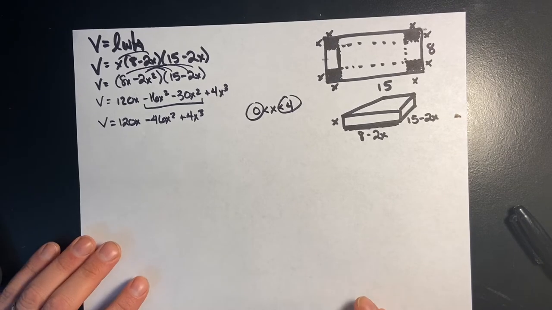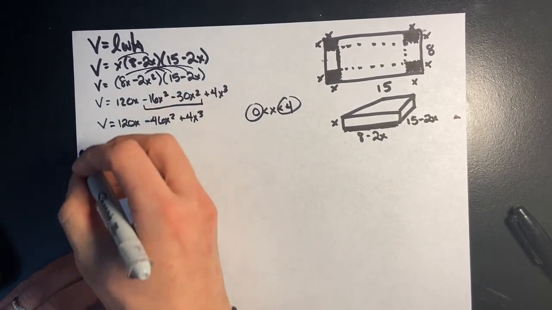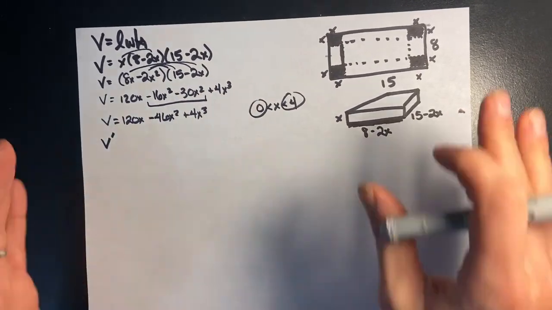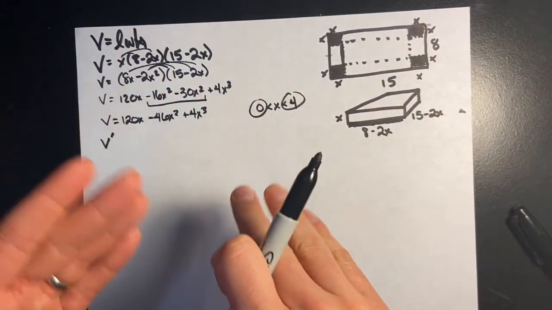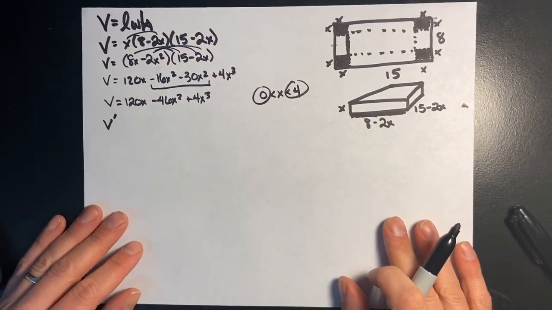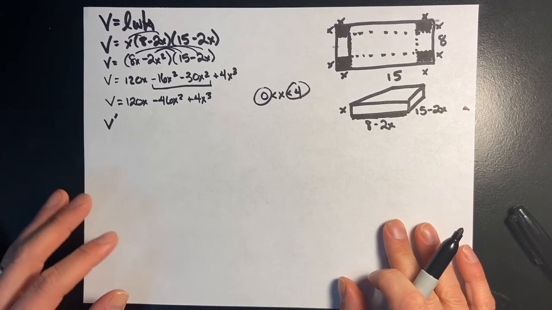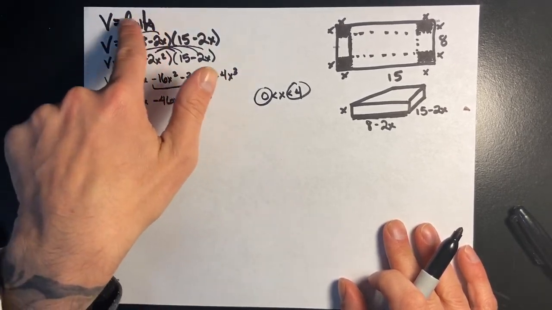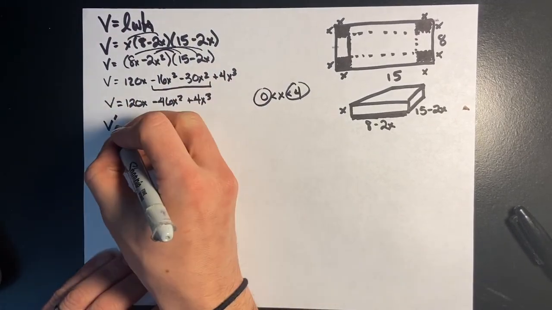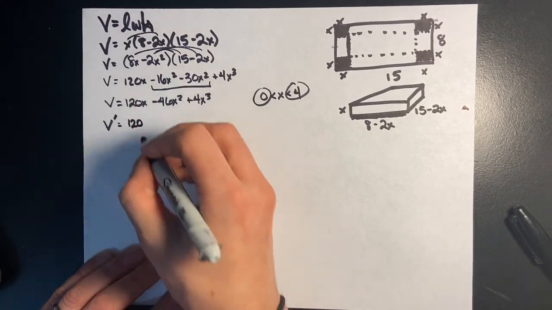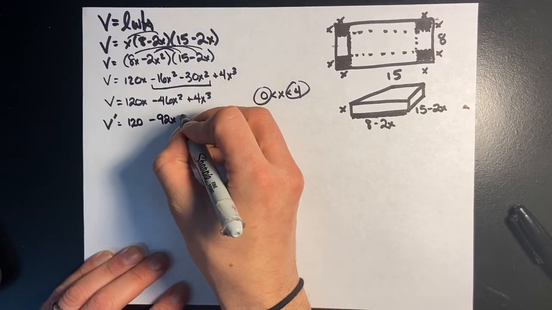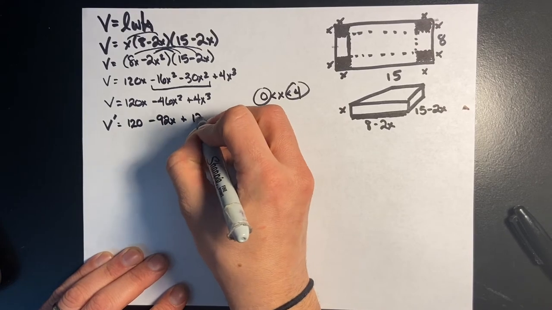Now I have to find my critical points, and as you remember, the way I find my critical points is by taking the derivative. The nice thing about this problem compared to the last two is that in the last two I had to find another piece of information and plug stuff in. Not here. I was able to make it work by doing all my X's and then plugging it in. I started out with length, width, and height, but I was able to turn those all into x's. So if I take the derivative, I get 120 minus 92x. I believe that's 92x. Yep. Plus 12x squared.